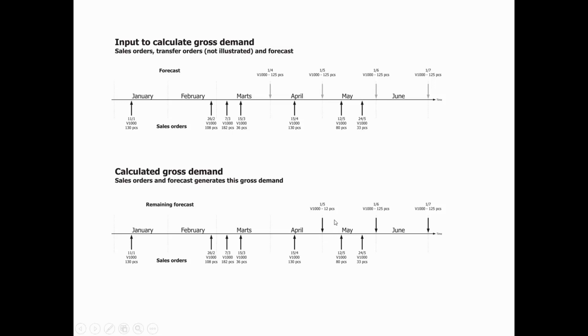Whereas in the next month, we have sales orders of 80 pieces, 33 pieces, meaning 112. Therefore, the remaining forecast is 12 pieces. So all these requirements here in the bottom is what the MRP planning batch job will use as input for the planning. So the forecast is only making sure that we at least have the demand on the forecast quantity.